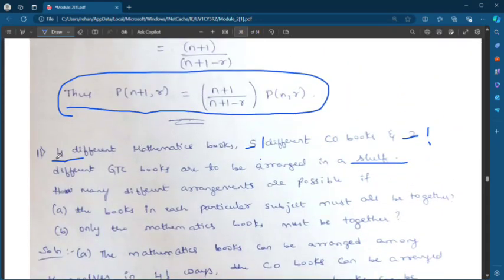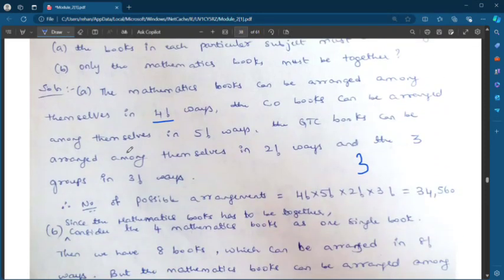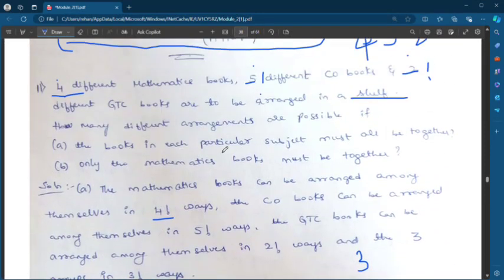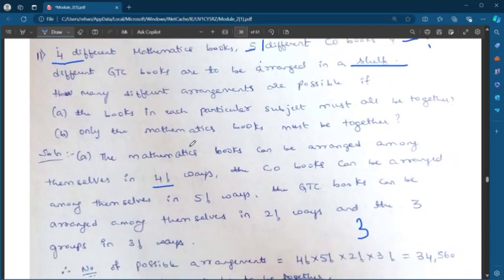They are saying that all are together, so I'll consider the 4 books as only 1, the 5 books as only 1, and the 2 books as only 1. So how many are there? 3 are there, so I'll take 3 factorial. That's what this question asked: all particular subjects must be together. So how many subjects are there? Even though you have a multiple number of books, that will become only 1 book. So totally 1, 1, 1. So 3 subjects are there, so 3 factorial.